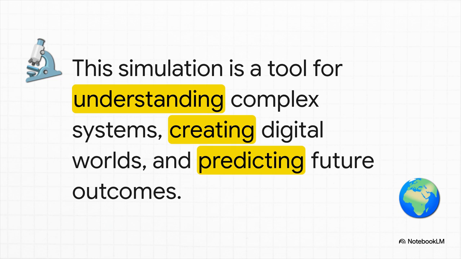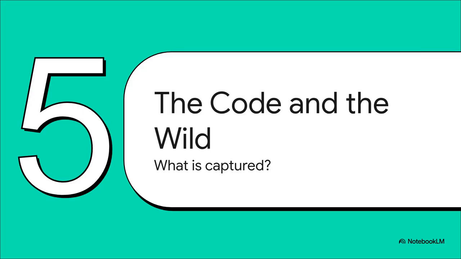So at the end of the day, a simulation like this is a tool. It's a tool for helping us understand complex biological systems, for creating more immersive digital worlds, and maybe even for making predictions about how our own world might change. And that brings us to our last thought here. We've seen how code can create a surprisingly detailed copy of a life. We've got rules for aging and health, hunting and surviving. But what's the real relationship between this elegant, logical simulation and the wild, messy, unpredictable reality it's based on?